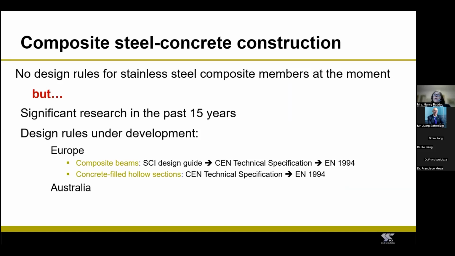Have we got any rules? Well, not yet, but there has been significant research over the last 15 years around the world. What's happening in Europe? Well, at the moment, Francisco and I are writing a design guide on the design of composite beams in stainless steel and concrete. That will be published towards the end of this year, whereupon we hope to convert it to a CEN technical specification, which is the necessary process needed before inclusion in Eurocode 4, which is the Eurocode for composite construction.